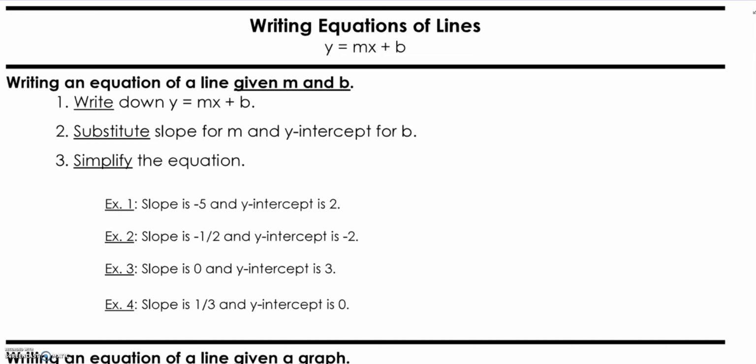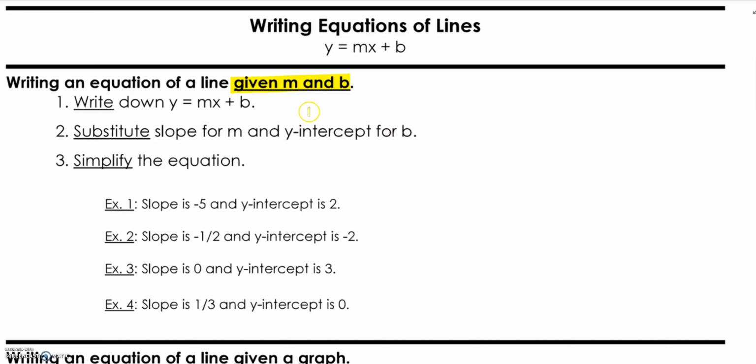Okay, video number 2. I'm going to work on one example from each section just so that you can see it and remember how to do it. So in this first section, it's going to be creating the equation of a line when I'm given m and b. And remember that m is the slope and y-intercept is b.